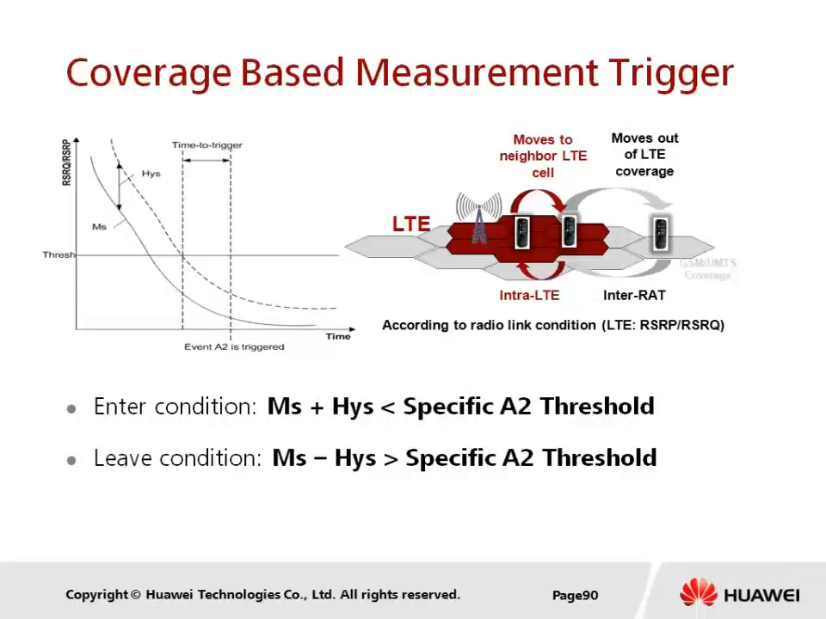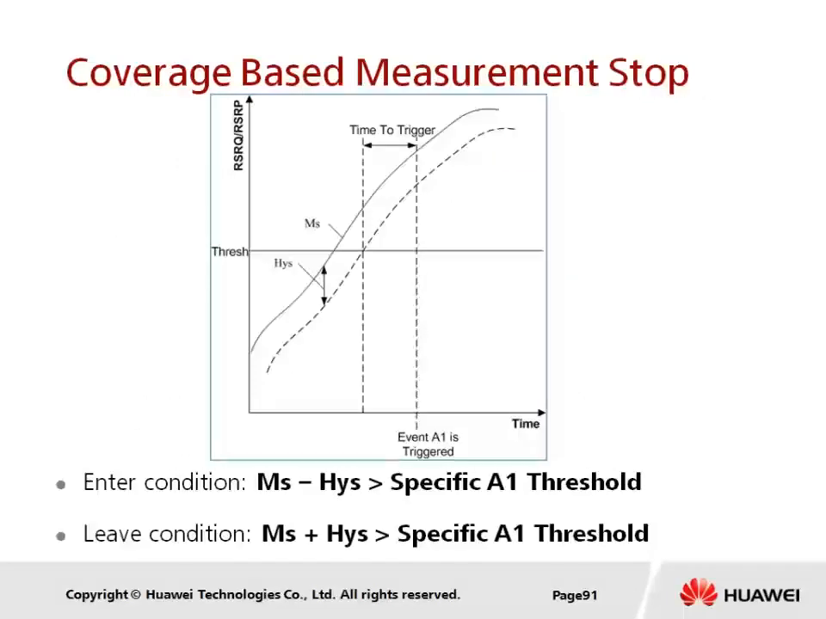To trigger coverage-based handover, we are going to have a look at the coverage-based handover first. Coverage-based handover is triggered by event A2. That is, the user sends event A2 when the serving frequency with the hysteresis is lower than a specific threshold. So the user will enter into the measurement gap, and the measurement gap will stop when the event A1 criteria is met, meaning the serving frequency minus hysteresis is greater than a specific A1 threshold. This is where the user stops the measurement gap.